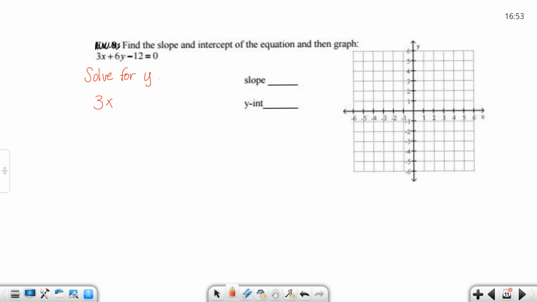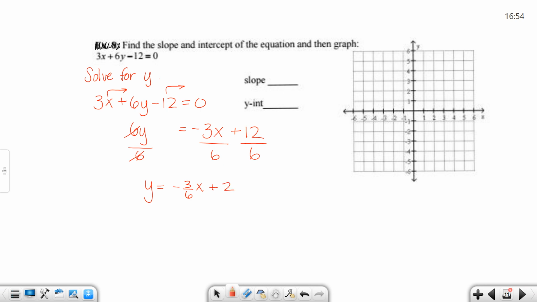So to get y by itself, I'm going to keep the 6y and move everything else to the other side. So when I move this 3x to the other side, it becomes negative. And when I move this 12 to the other side, it changes signs too, and it becomes positive. Now after that, I'm trying to get y by itself, so I'm going to divide by 6. You're actually going to divide everything by 6. So cleaning this up, y would equal negative 3/6 x plus 2. Well, negative 3/6 x reduces to negative 1/2 x plus 2.